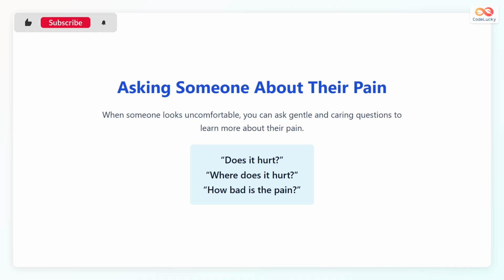If you see someone who looks uncomfortable, you can ask polite questions about their pain. You can say, "Does it hurt?" to show concern. You can also ask, "Where does it hurt?" to know the location of the pain. Another helpful question is, "How bad is the pain?" to understand how strong it feels. These questions sound natural and caring.